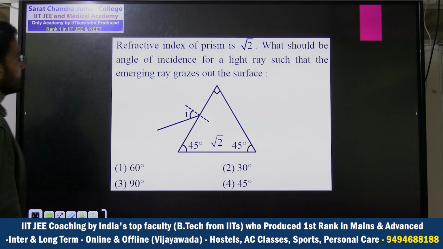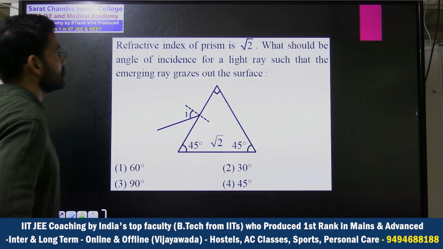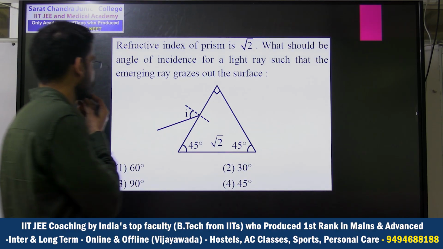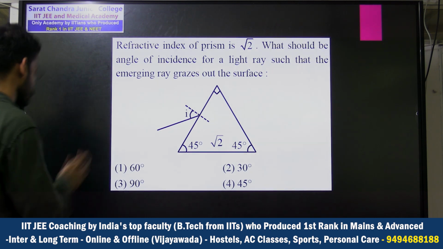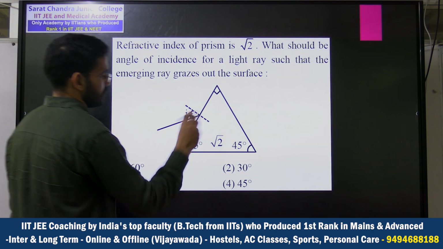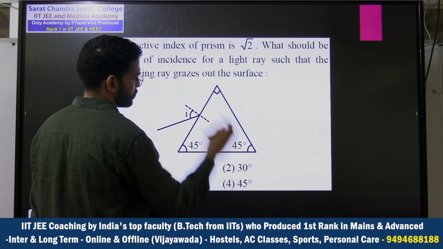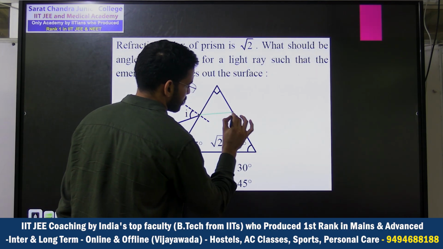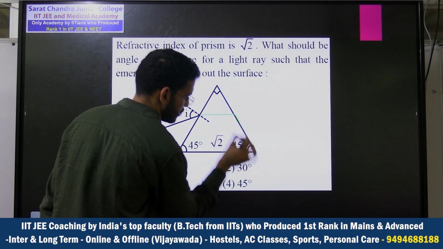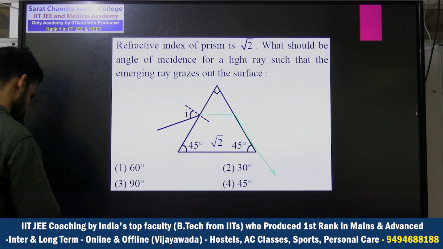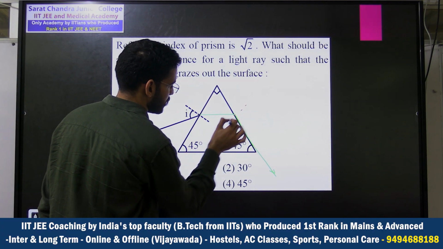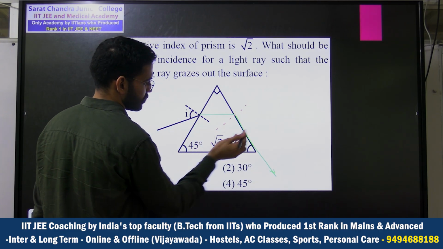Let's see. So here we have the first question: refractive index of prism is √2. What should be the angle of incidence for a light ray such that the emerging ray grazes out the surface? So you have to do a little bit of reverse calculation. See how. Here the incidence angle is given, with √2 and angles 45, 45, 90. Here he is saying grazing, so it is going and then grazing out like this. If not visible, I will use another color. Red will be fine.